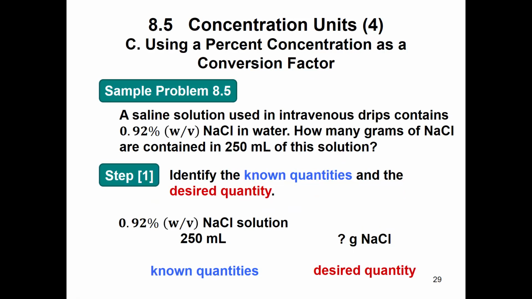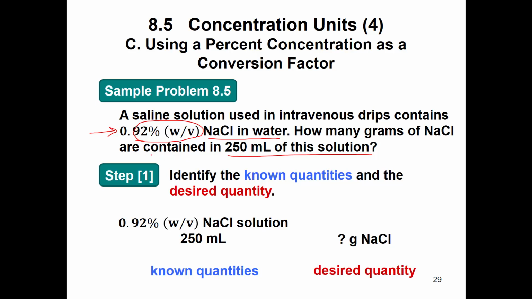So sample problem 8.5, a saline solution used in IV drip contains 0.92% weight volume of sodium chloride in water. How many grams of sodium chloride are contained in 250 milliliters of this solution? By the way, that is the percent of salt in your blood, or what it should be. And so that's why normal saline is very, very close to your concentration. That's why they can give it to you if they need to get some liquids in your blood, and it won't cause any problems.